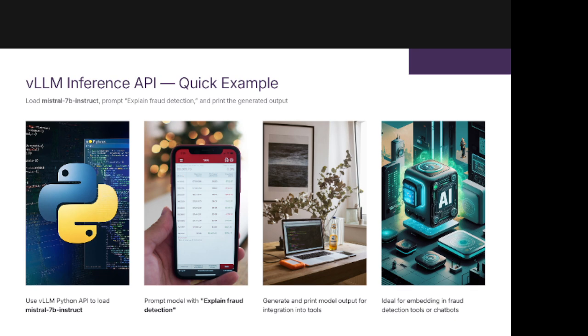Now, if we see the quick vLLM inference API, for example, we can leverage the Mistral 7B model, that's a billion-parameter trained model, to understand fraud detection, or we can generate or print the model output for integration into the tools. And basically this could be confined to embedded models also, for example, detecting fraud using chatbots as well.